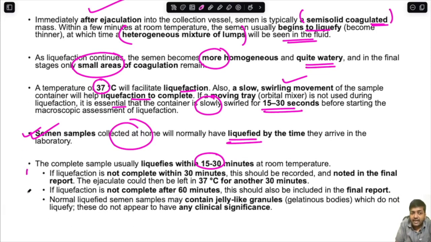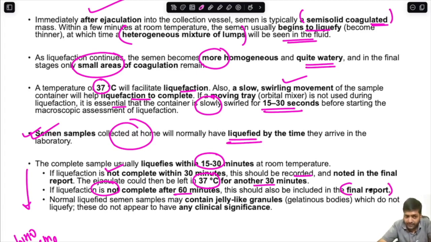So see, these guidelines have been updated in the WHO 6th edition. So please pay a lot of attention. If liquefaction is not complete within 30 minutes, this should be recorded. Okay, you have to record that and note it in the final report. The ejaculate could then be left at 37 degrees centigrade for another 30 minutes to allow for liquefaction to complete. If liquefaction is not complete even after 60 minutes, this should also be included in the final report that liquefaction is not complete.